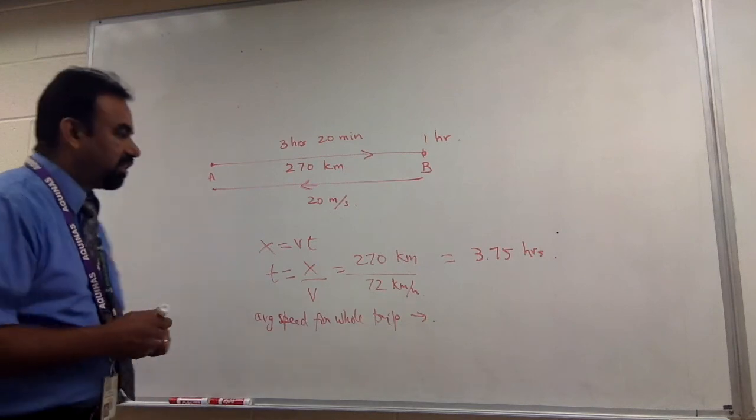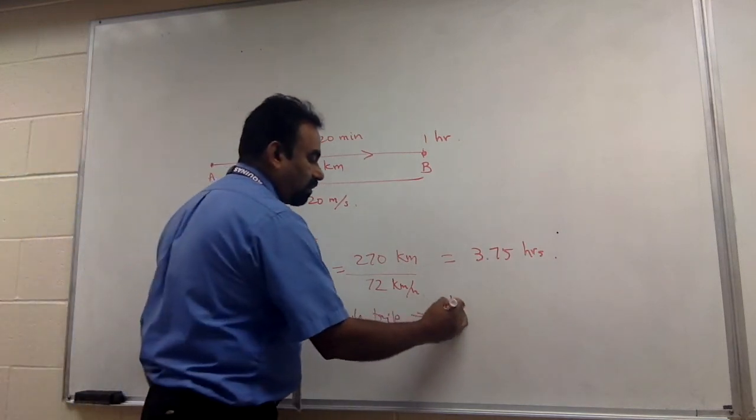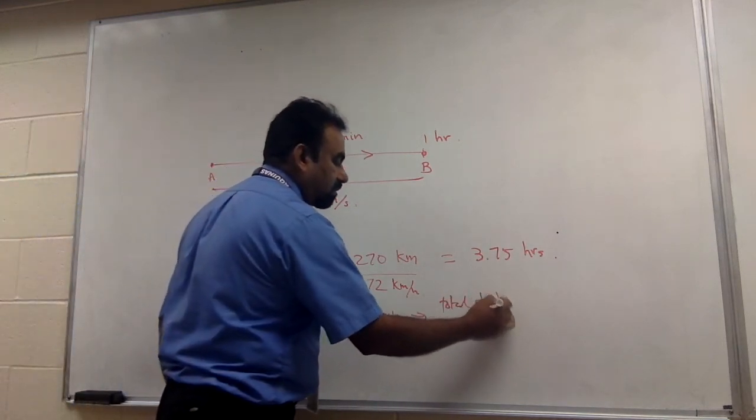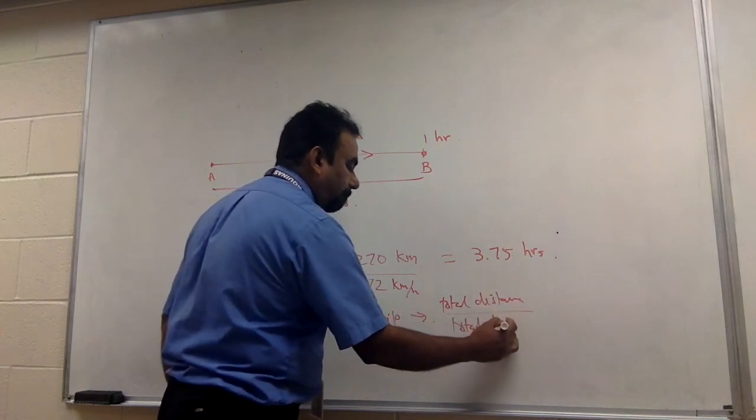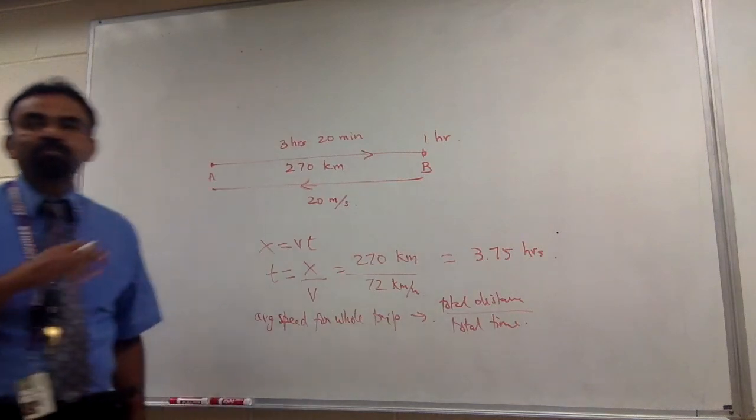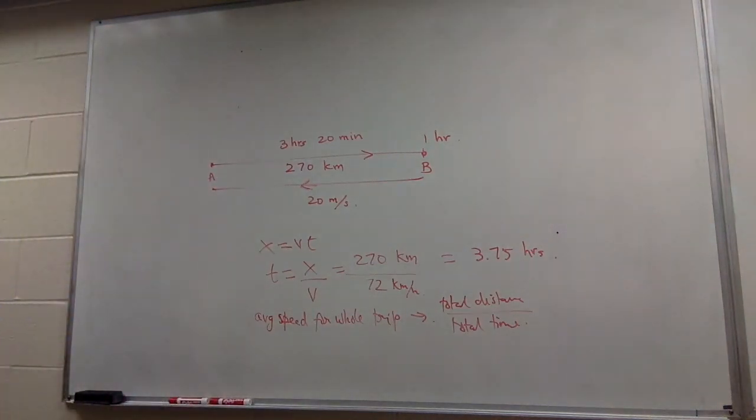Average speed by definition is total distance over total time. Average speed is the total distance over total time.